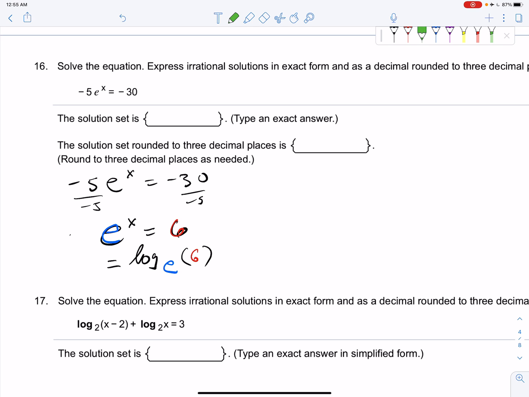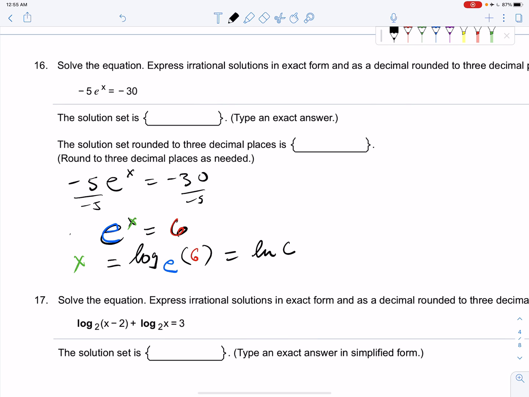equals the exponent. So we just did this technique using the definition of log, and we all know that log base e really is just the natural log of 6. There's my exact answer. Natural log of 6, and I put that in the calculator, and rounding to 3 places, I get approximately 1.792.